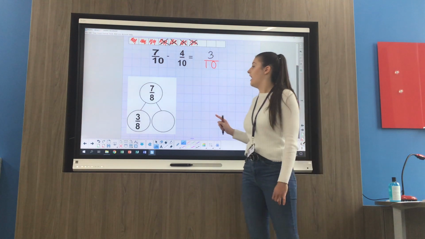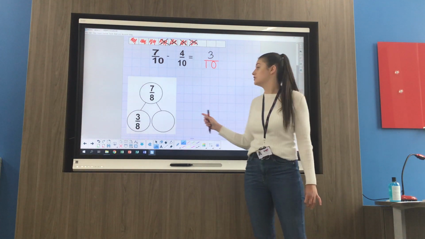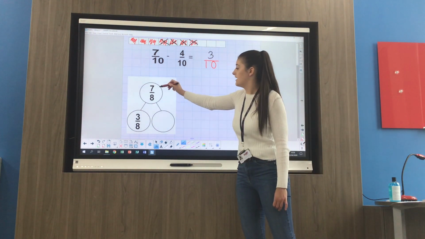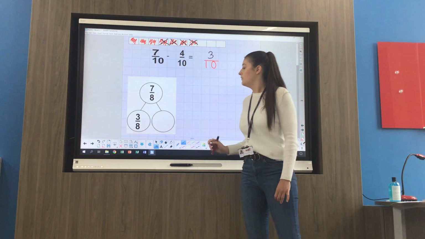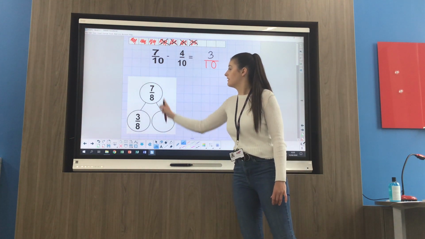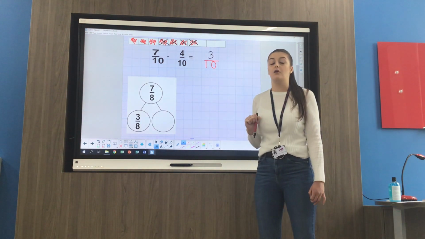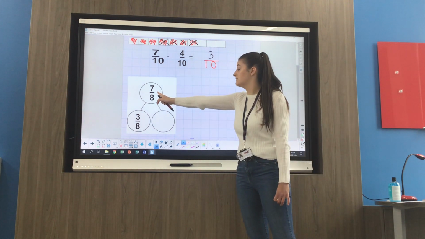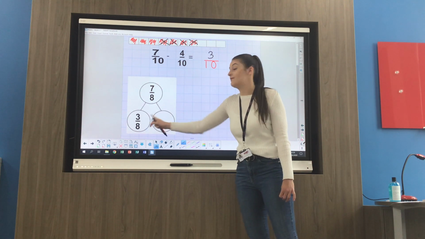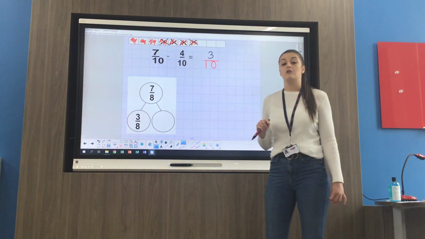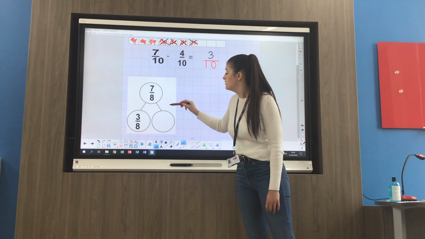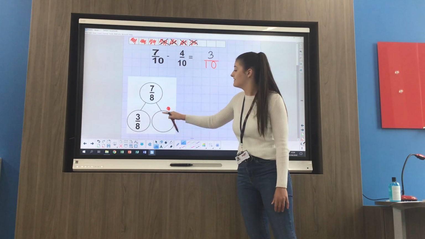You also might have some part whole models on your sheet. So I've got 7/8 here and 3/8. Now we know if we've got 2 bubbles that connect to one at the top, normally these 2 will add up to that one at the top. But I've already got my answer and I've only got one of these filled in. So what I need to do, I need to subtract them to find out the answer here.